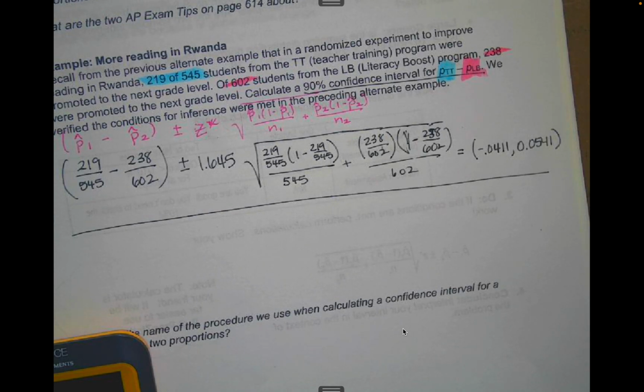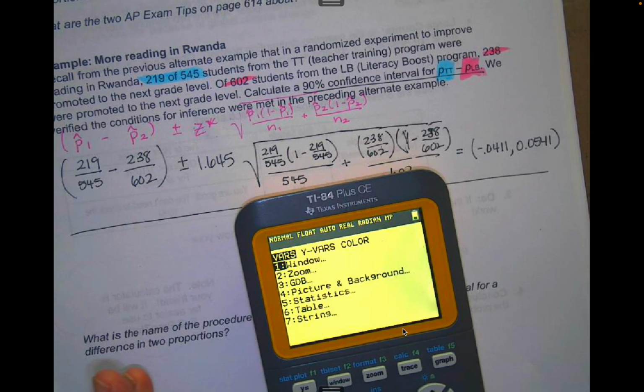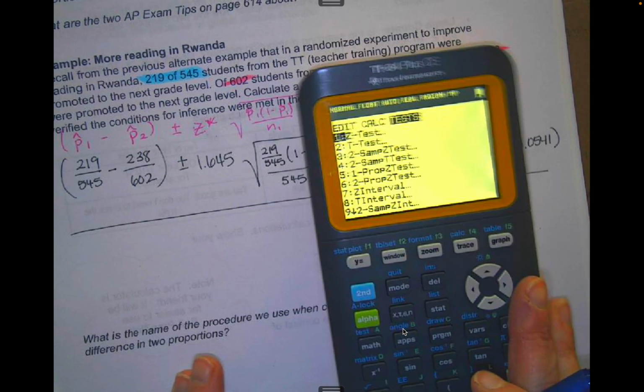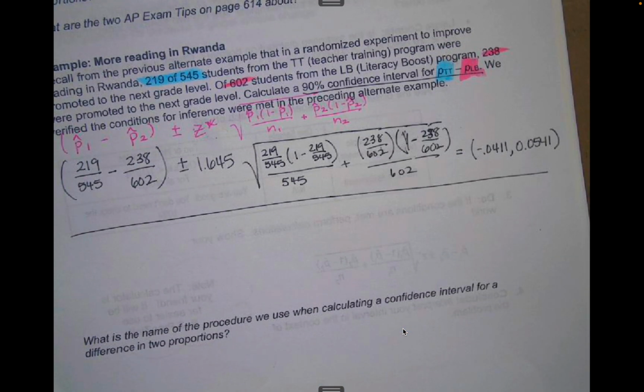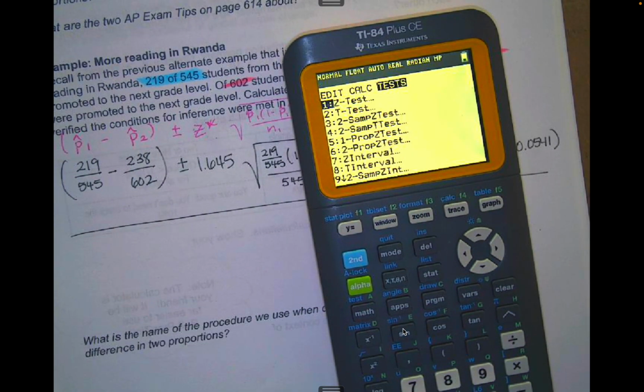And then if I were using the calculator command, you're going to do the same thing that you've done for me from before. Everybody ready? We're going to stat, go all the way over to test.